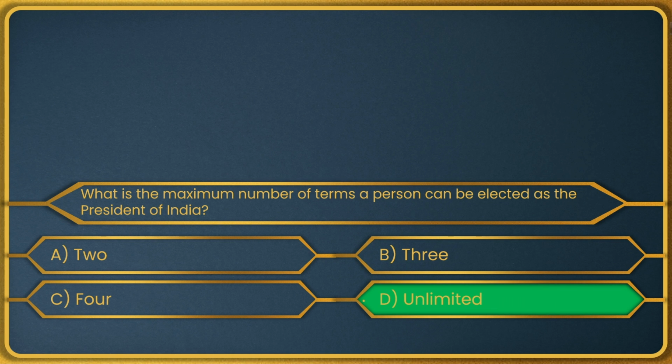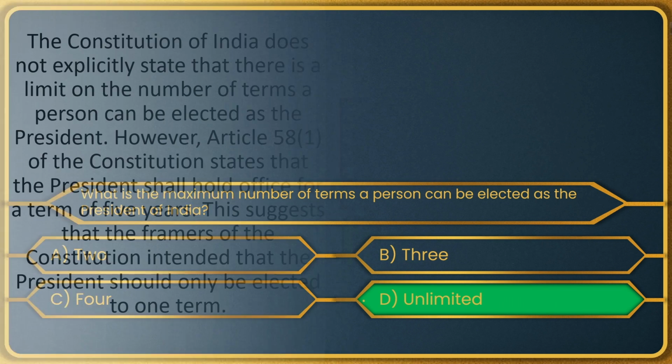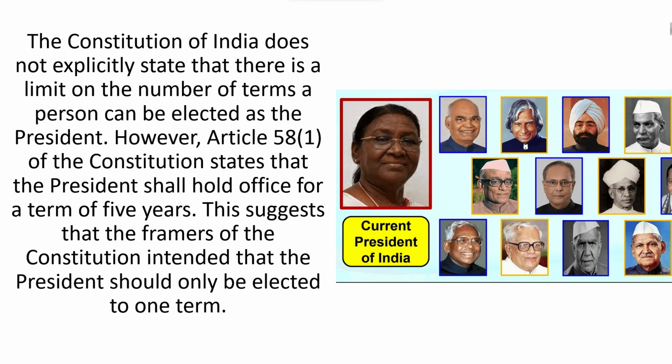Answer. Option D. Unlimited. The Constitution of India does not explicitly state that there is a limit on the number of terms a person can be elected as the President. However, Article 58(1) of the Constitution states that the President shall hold office for a term of 5 years. This suggests that the framers of the Constitution intended that the President should only be elected to one term.